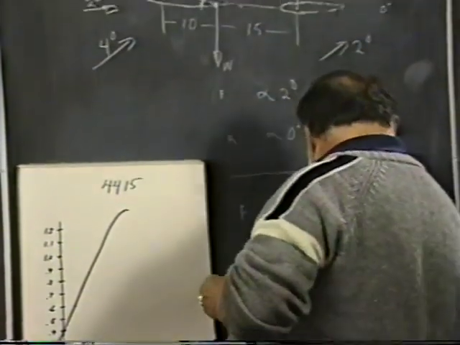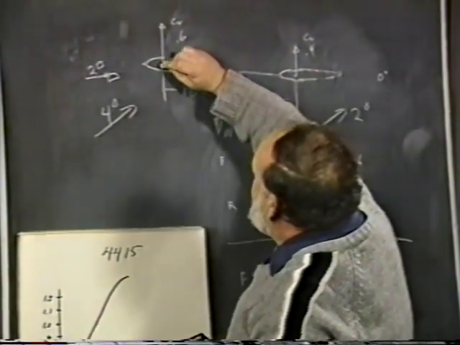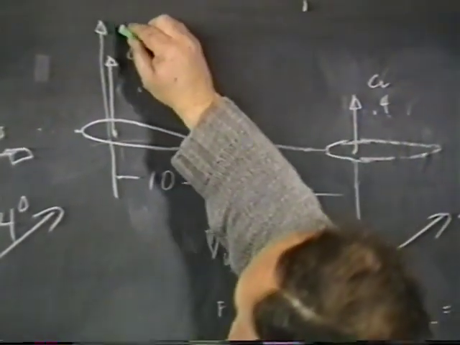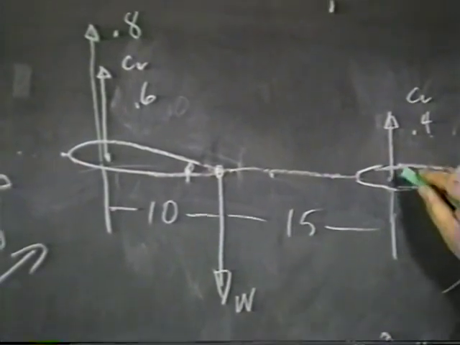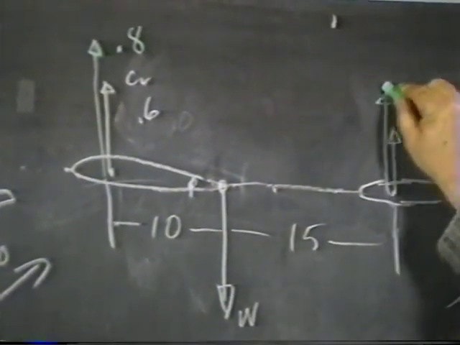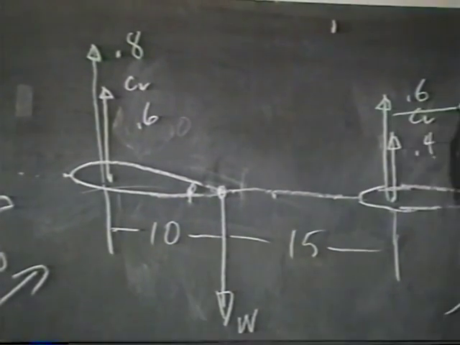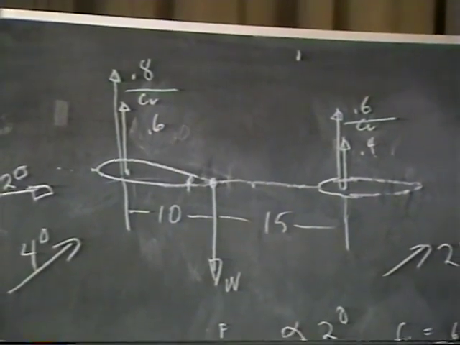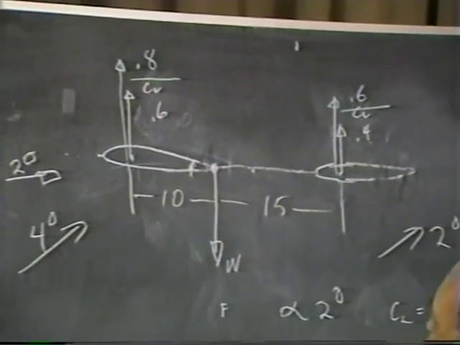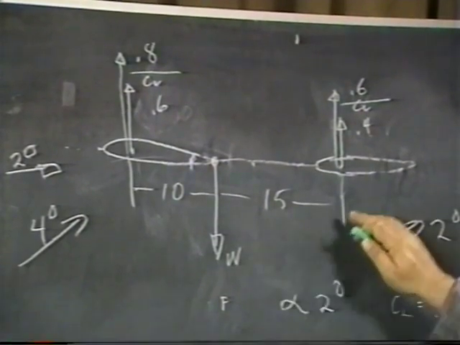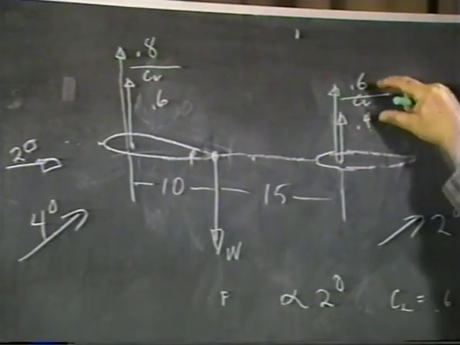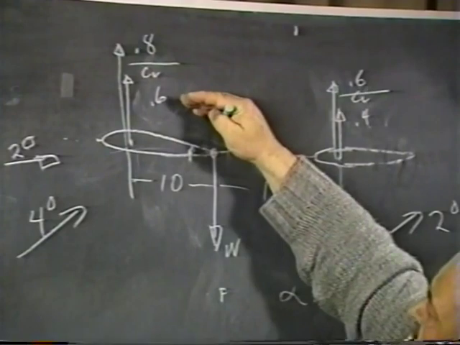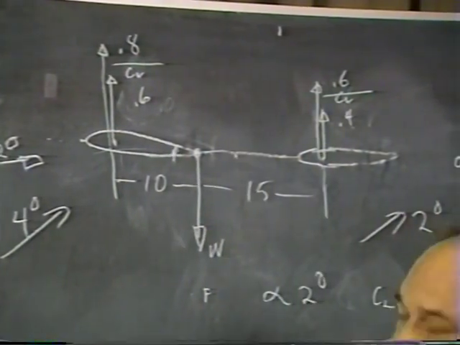This wing, and let me use colored chalk to show what happens after the gust, will go on up to generating a 0.8 CL. This wing here will be generating a 0.6 CL. The CG obviously is stuck in the same place. Now you can see that 10 units times 0.8 is not as much as 15 units times 0.6. This has gone from 4 to 6. That's a 50% increase. This has only gone from 6 to 8. It's less than a 50% increase.